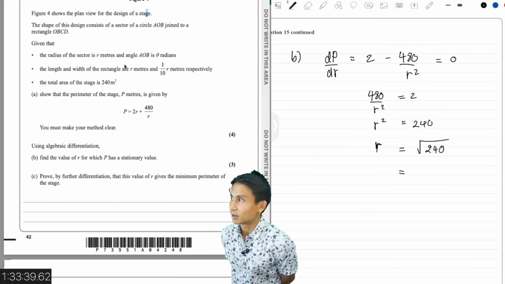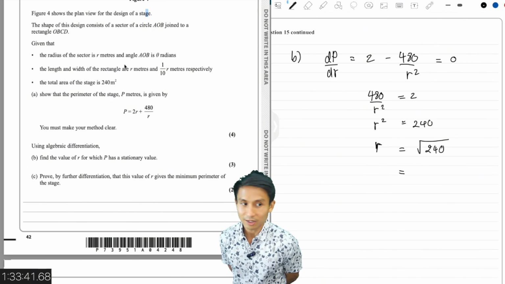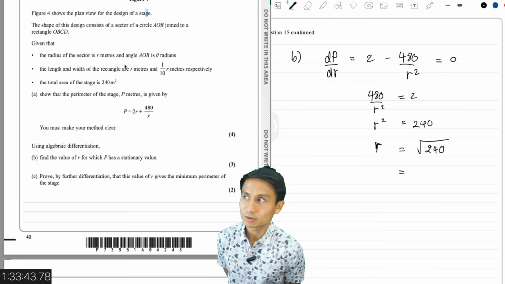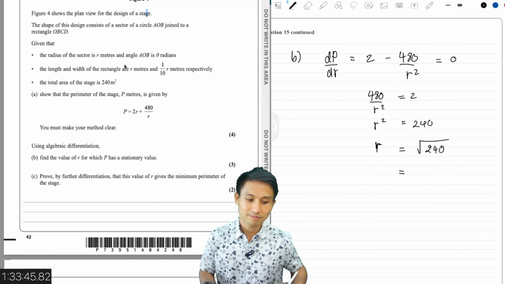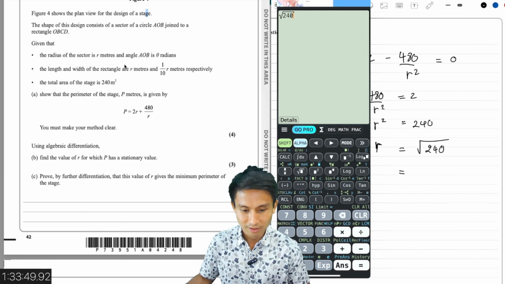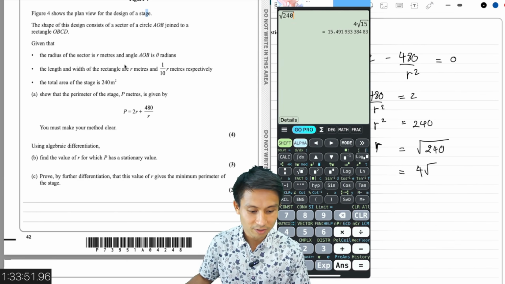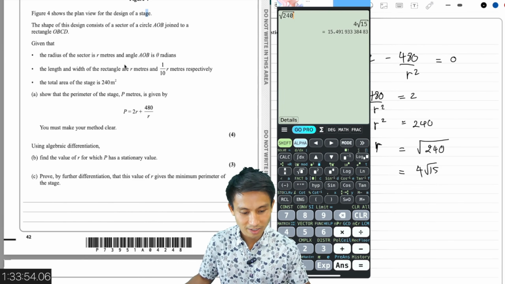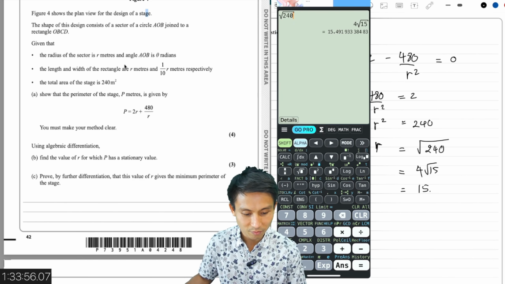Is it some kind of square number multiplied by another number? Let's see, probably not. Maybe 36 will do, but okay, 4 root 15, whatever. Okay, and then equals 15.5. So that's my answer.